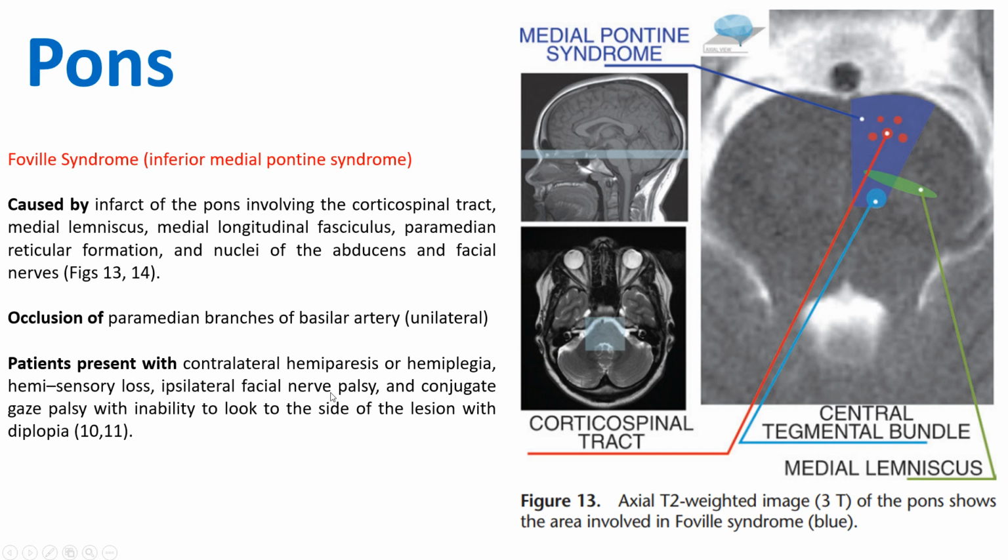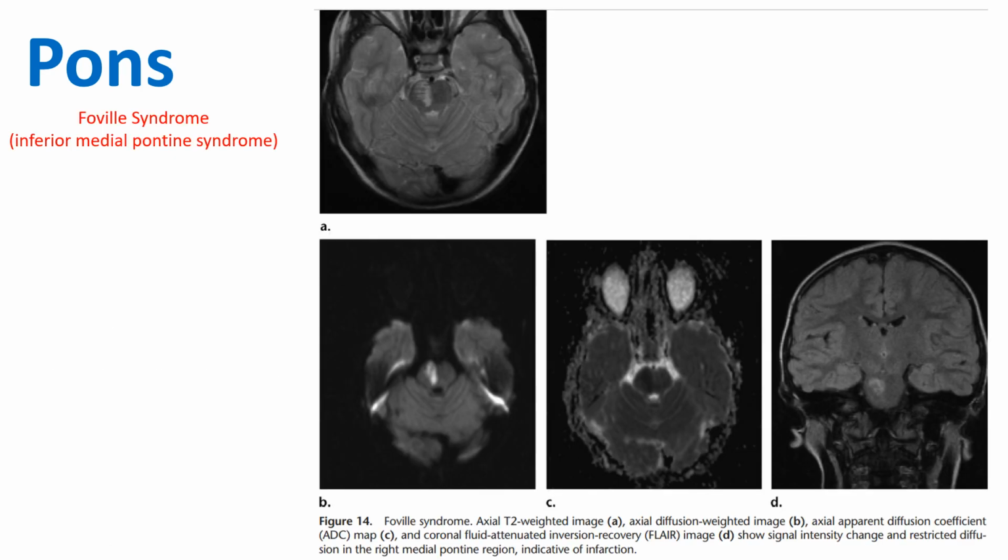So the patient will also present with what is called a crossed hemiparesis or hemiplegia, facial nerve palsy on the same side, and conjugate gaze palsy, which is inability to look to the side of the lesion, that is to say, inability to do abduction of the eye due to paralysis of the lateral rectus muscle because the abducent nerve is affected. This is called the Foville syndrome, a paramedian or inferior medial pontine syndrome, with affection of the paramedian pontine branches supplying the medial part of the pons.